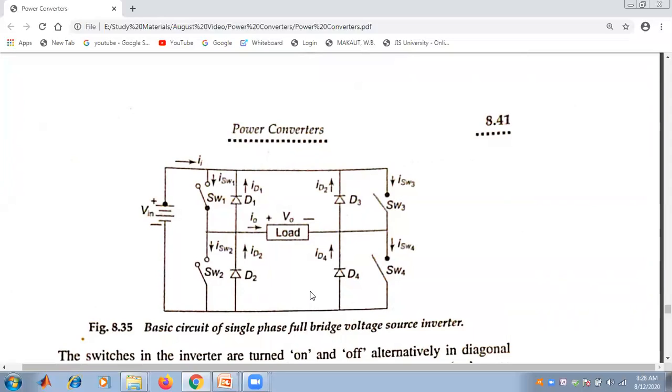There are four switches, that is switch 1, switch 2, switch 3 and switch 4, used, whether switches may be of any kind of power electronic semiconductor switches like transistor, thyristor, GTO, MOSFET or IGBT. And here we are using four diodes, that is D1, D2, D3, D4, which are used for a single phase voltage source full bridge inverter.